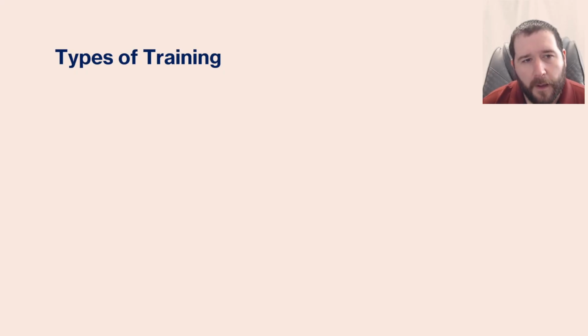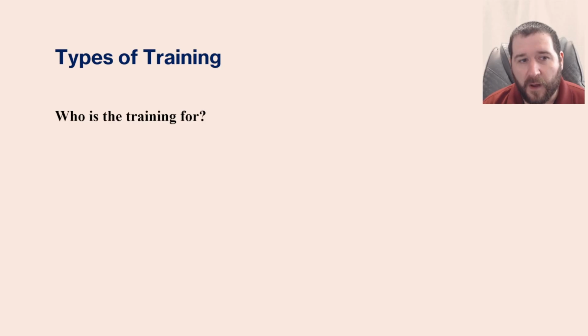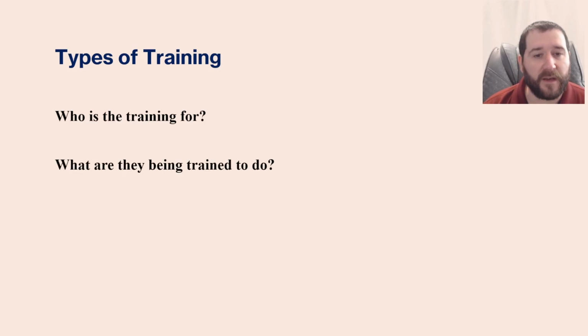Now, when we're talking about the different types of training that exist, there's a lot of different ways we can classify them. And for the sake of simplicity, the ones I want to talk about today are the 5 W's. Okay, so we're going to look at some different questions. We want to know, who is the training for? What are they being trained to do?